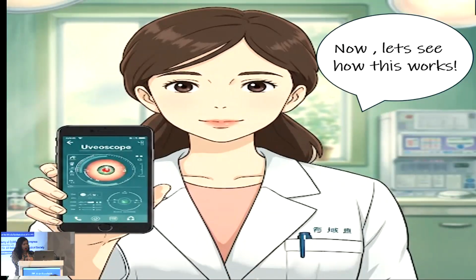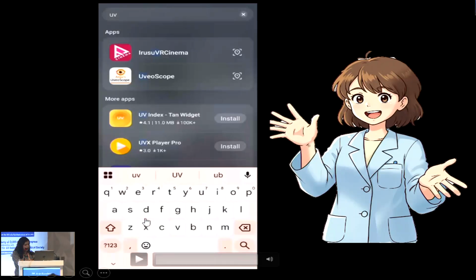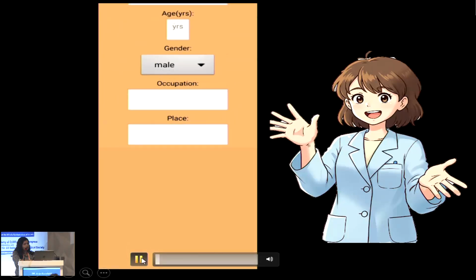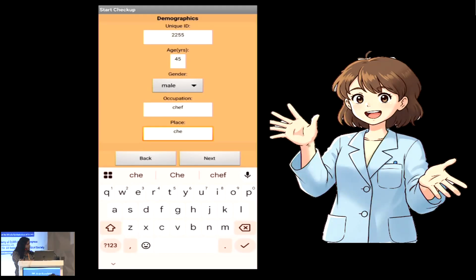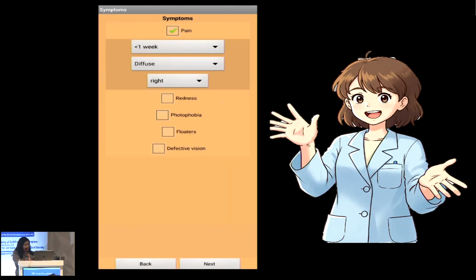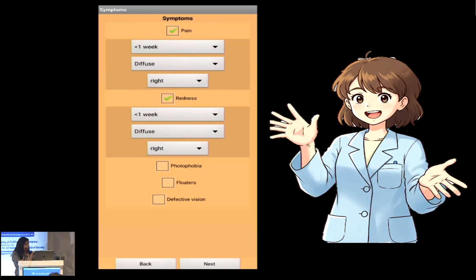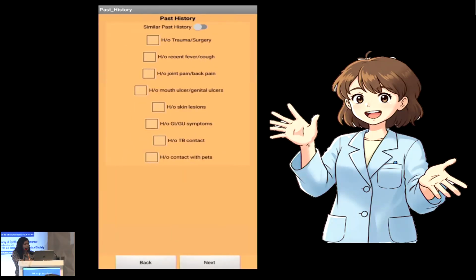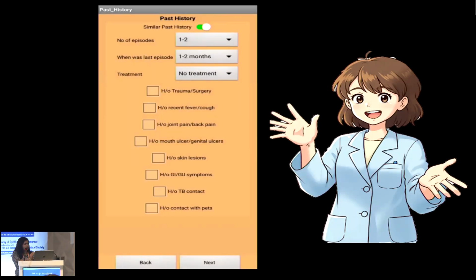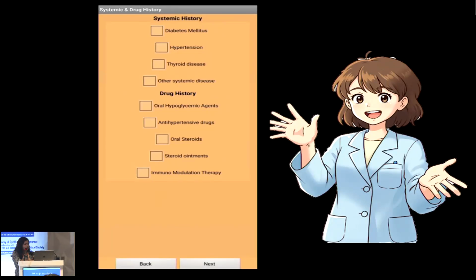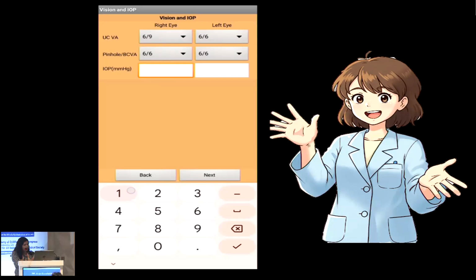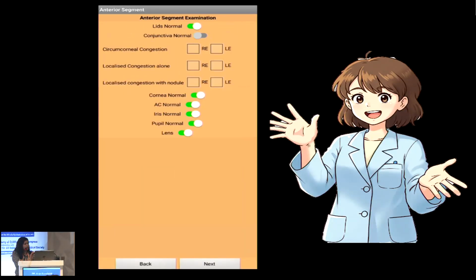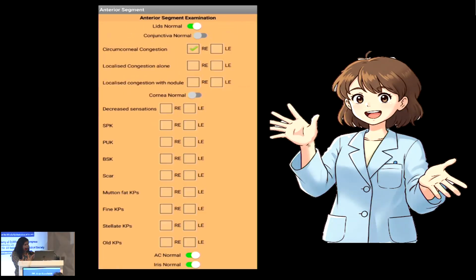So now let's see how this works. This is a working model we created. It's freely available in the App Store. First, we will enter the demographic details of the patient. This is one random patient. And enter the symptoms, which includes only the uveitic symptoms. Next, we can include the past history if it is available and required, and we get a summary of the history. And next we go into the examination, in which we will enter the vision, IOP and anterior segment examination, whichever is positive.